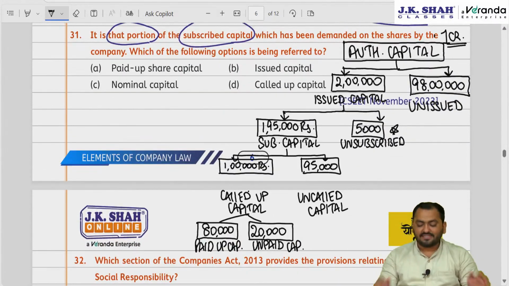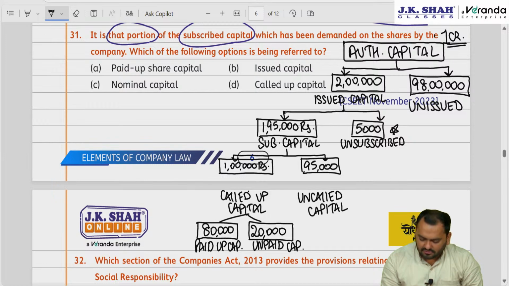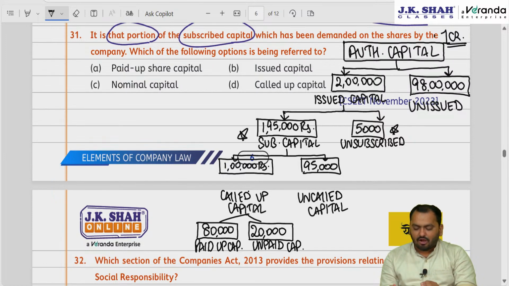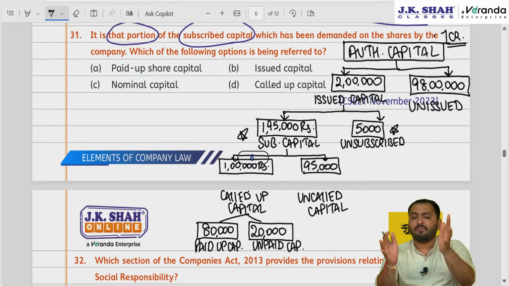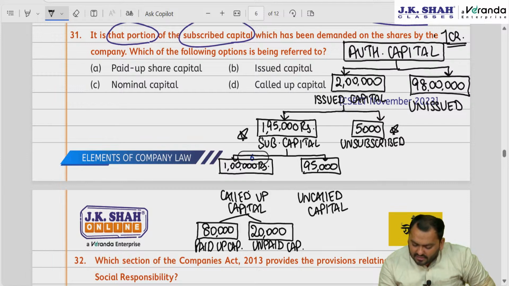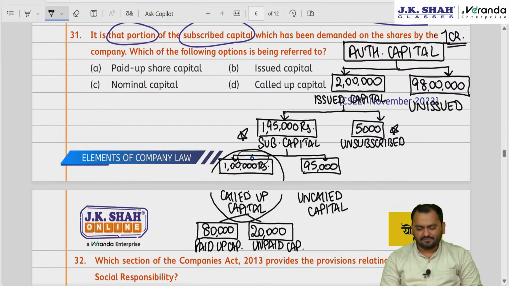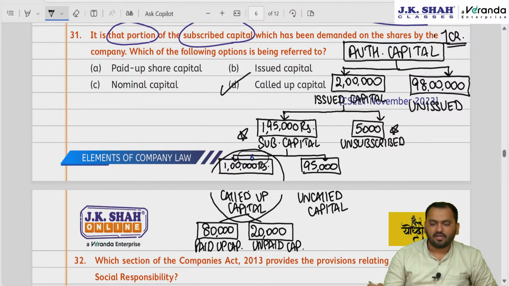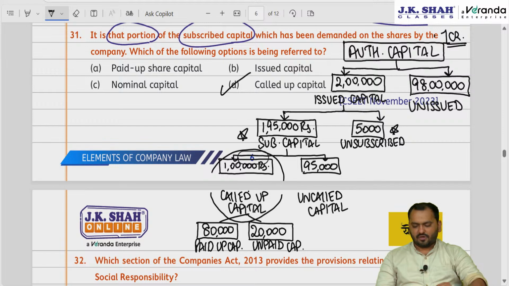It is that portion of subscribed capital which has been demanded on shares by the company. Subscribed capital means this one. Subscribed and then the company has demanded the money, means the company has given a call. Subscribed was 1,95,000. Out of this, the company has given a call for 1 lakh rupees. So this is called called up capital, right? So the answer is option D, called up capital. I hope everybody has understood this with this example. Yes, let's go further.